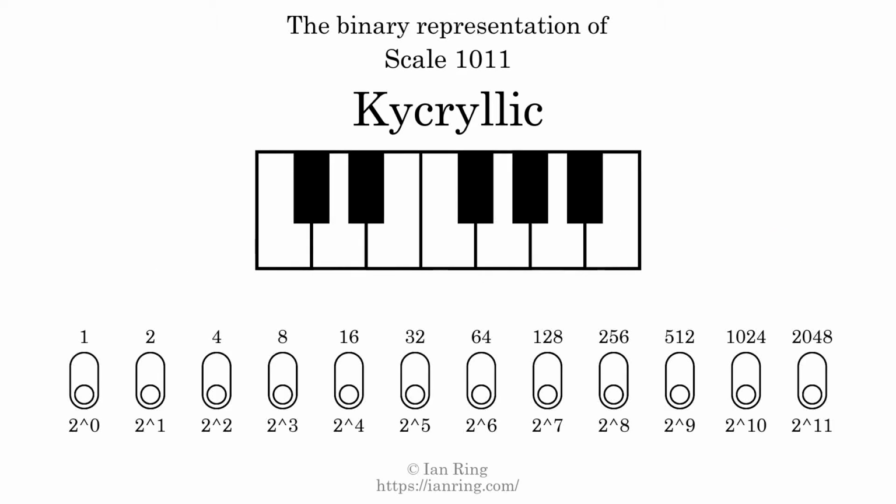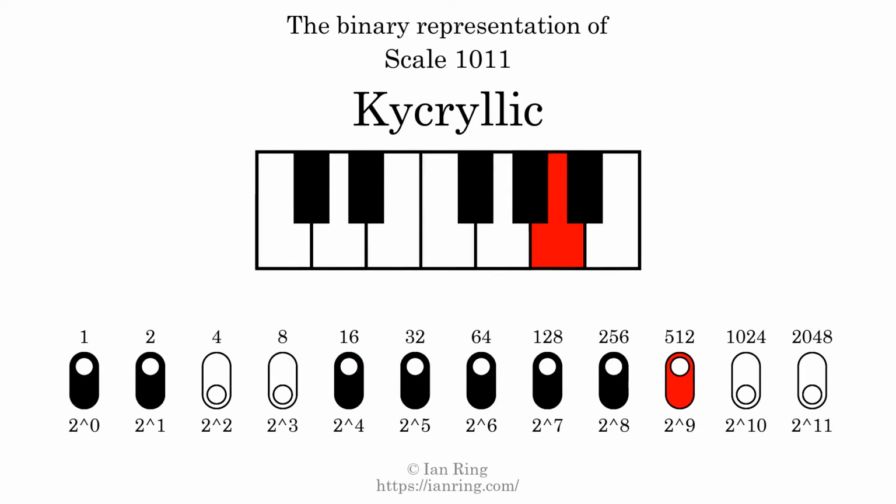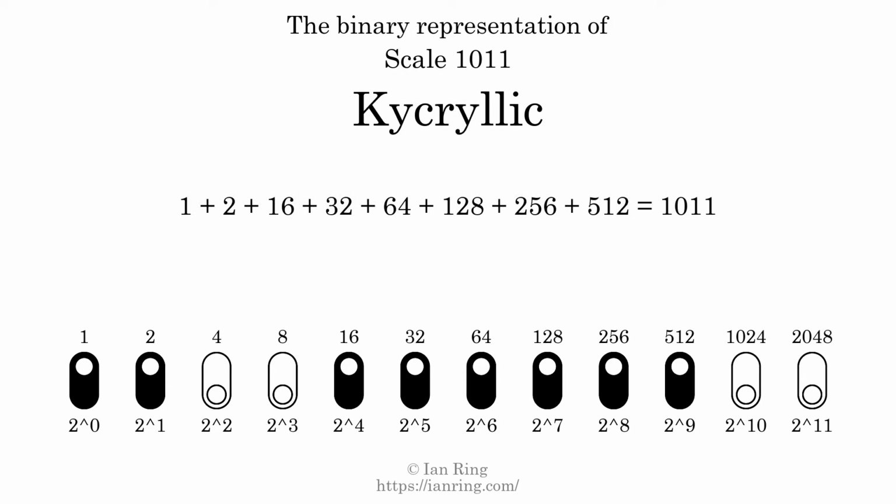The binary representation of this scale is determined by mapping tones of the scale to binary digits. Each binary digit represents a power of 2. To get the scale number, we add the powers of 2 together. The powers of 2 that are present in the scale, all added together, equals 1011. That is why the scale number, in decimal, is 1011.